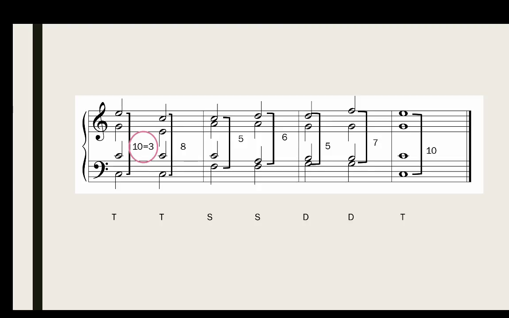So this first interval is a 3rd, or outside the octave, creating a 10th. In the next chord, you have an octave, then a 5th. Towards the end, you've got a 5th, a 7th, creating a 7th chord, and a 10th.